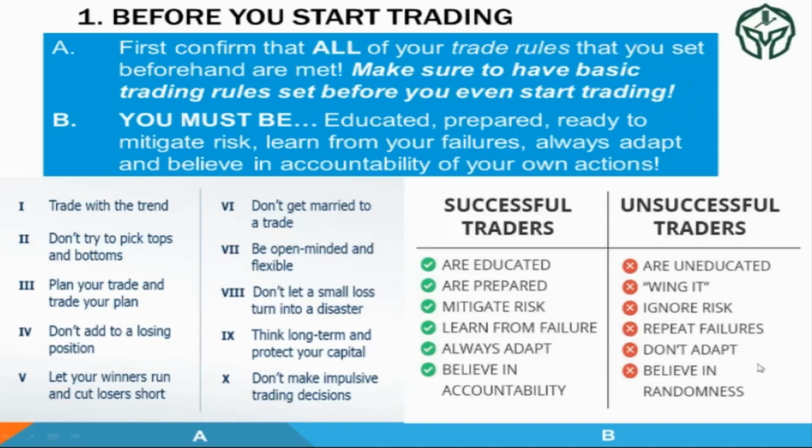Now please go ahead and look at picture B. You can see that successful traders are educated, are prepared, mitigate risk, learn from failure, always adapt, and believe in accountability. And unsuccessful traders are uneducated. They wing it. They ignore risk. They constantly repeat their failures. They don't adapt. They believe in randomness. Mostly, they're gamblers. They're not traders.